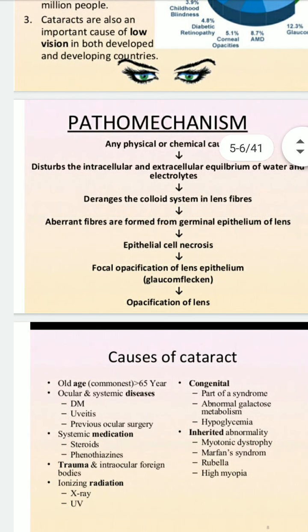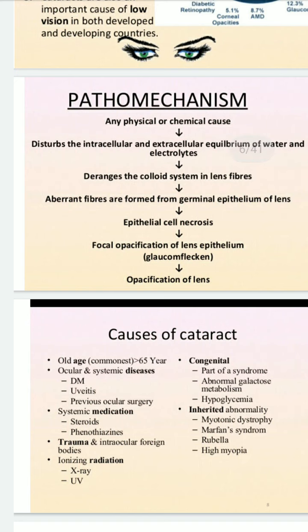The causes of the cataract are old age, ocular and systemic diseases, mainly diabetes mellitus, uveitis, any previous ocular surgeries, etc. And systemic medications like steroids, trauma or intraocular foreign bodies, ionizing radiations like X-rays and ultraviolet rays. And the other factors are the congenital and inherited factors. That means abnormal galactose metabolism, hypoglycemia, then myotonic dystrophy, Marfan syndrome, rubella, high myopia, etc. These are the congenital and inherited factors.